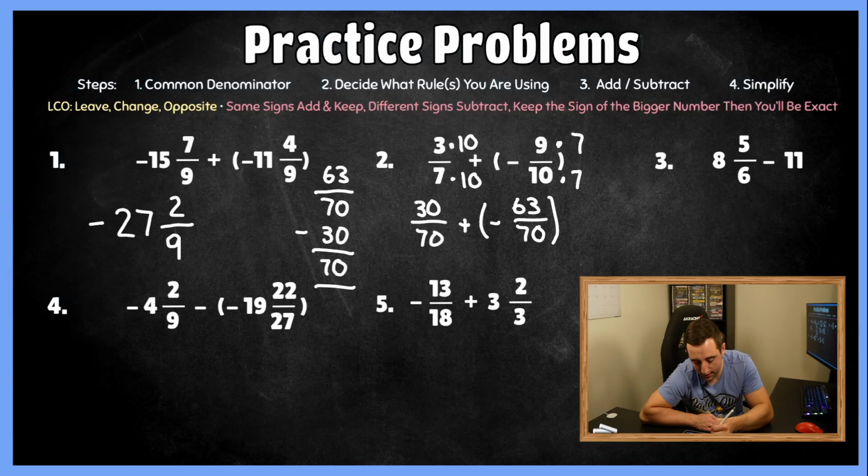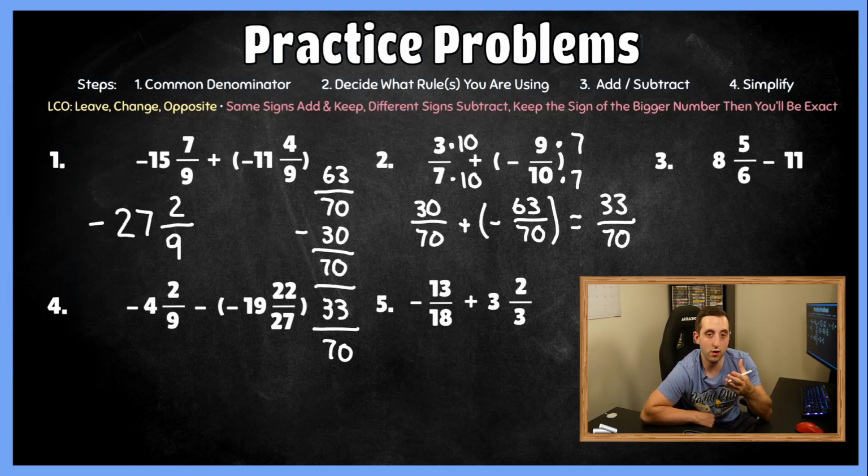Well, 63 minus 30 is going to give us 33, and our bottom's going to stay the same as 70. So our final answer is going to be 33 over 70, but we want to make sure that we keep the sign of the bigger number. Well, 63 was bigger and negative, so we want to make sure that our final answer is negative as well for number 2. So our final answer, fully simplified, should be negative 33/70 for the second one.